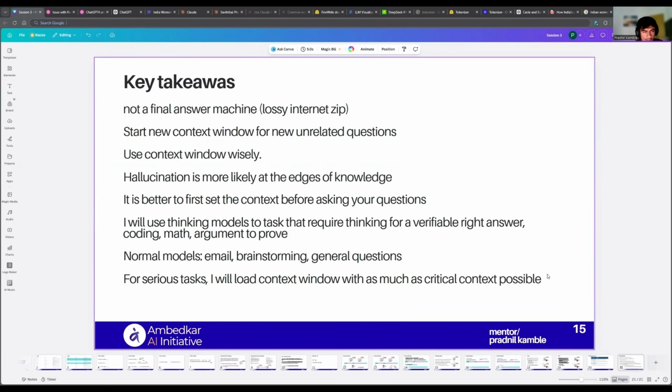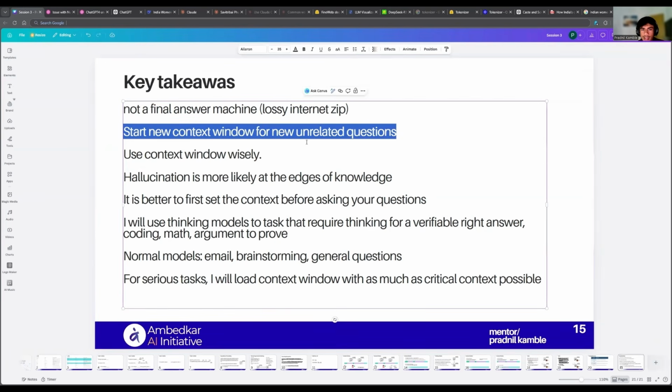So key takeaways here: An LLM, like ChatGPT, Claude, or whatever, is a lossy internet zip file, as I've said. It loosely recollects or recalls data from the internet. It's not a final answer machine. If you ask something in ChatGPT or Claude, and you expect to get a final, actual factual answer, then that's not the case. It's a lossy internet zip.